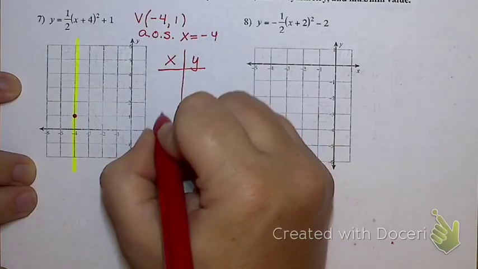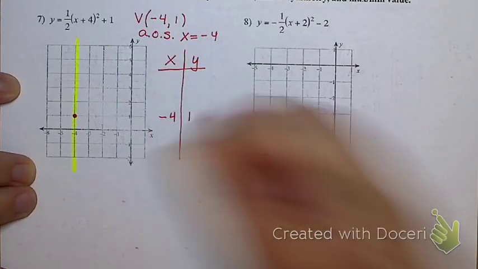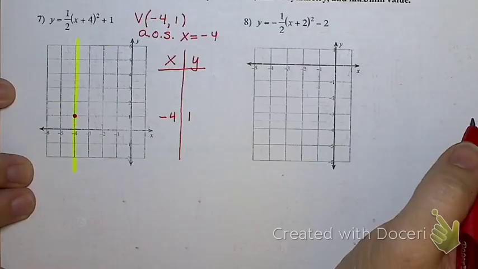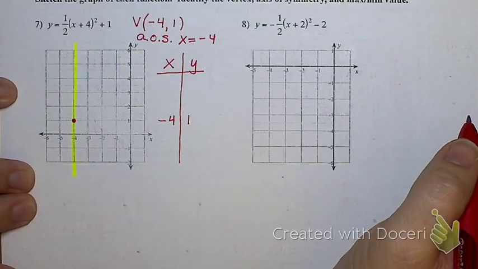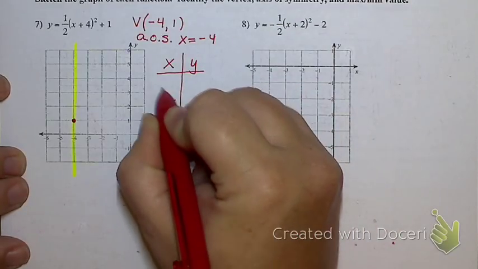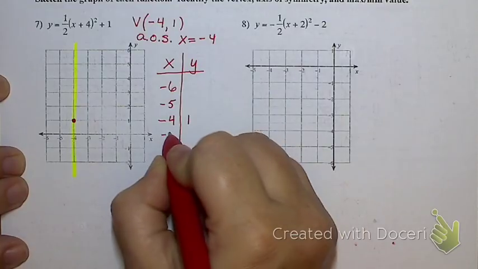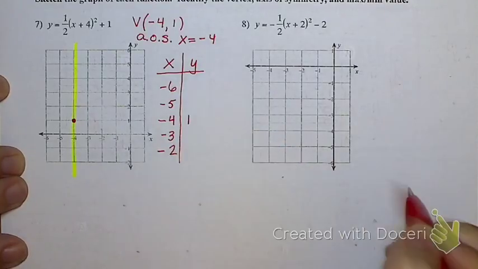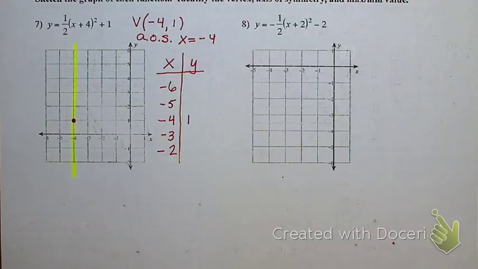Okay, so I'm going to make an XY chart. And my vertex goes right in the middle. Right? Yes? So now I need to get some values around. I want -5 and -6 in one direction, -3 and -2 in the other direction. And then I get my calculator to help me.